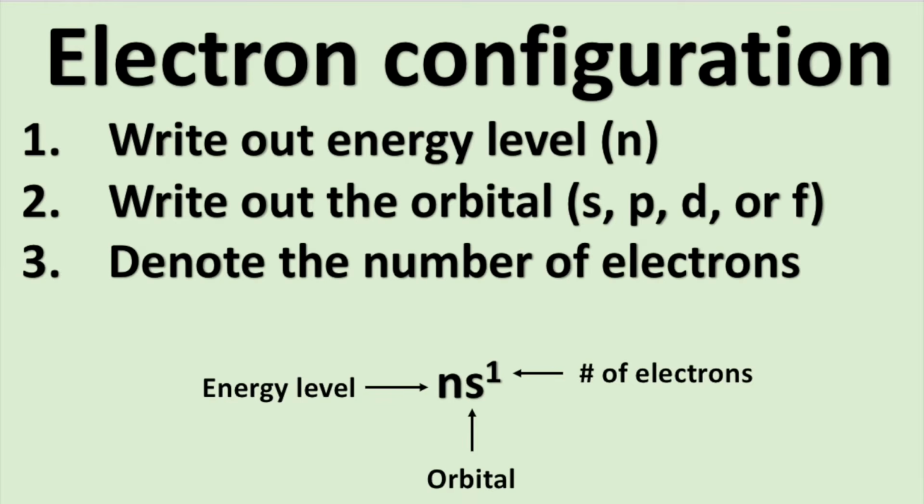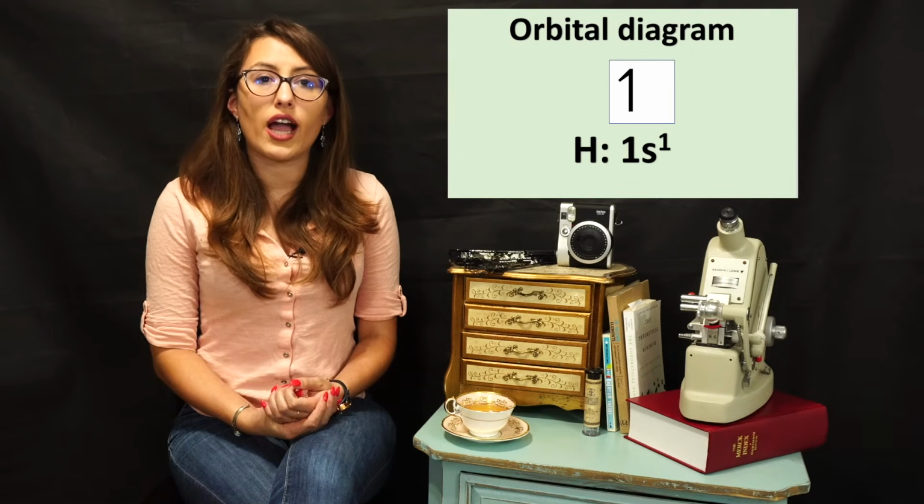The next component you write is the orbital. So this is referring to s, p, d, or f, followed by the number of electrons in that orbital. We will use orbital diagrams to help us visualize this, and we will denote orbitals as boxes, and electrons will be denoted as half arrows. When an arrow is pointing up, this will be denoted by positive 1/2 spin, and an arrow pointing down will be denoted by negative 1/2 spin. So let's start by writing the electron configuration for hydrogen.